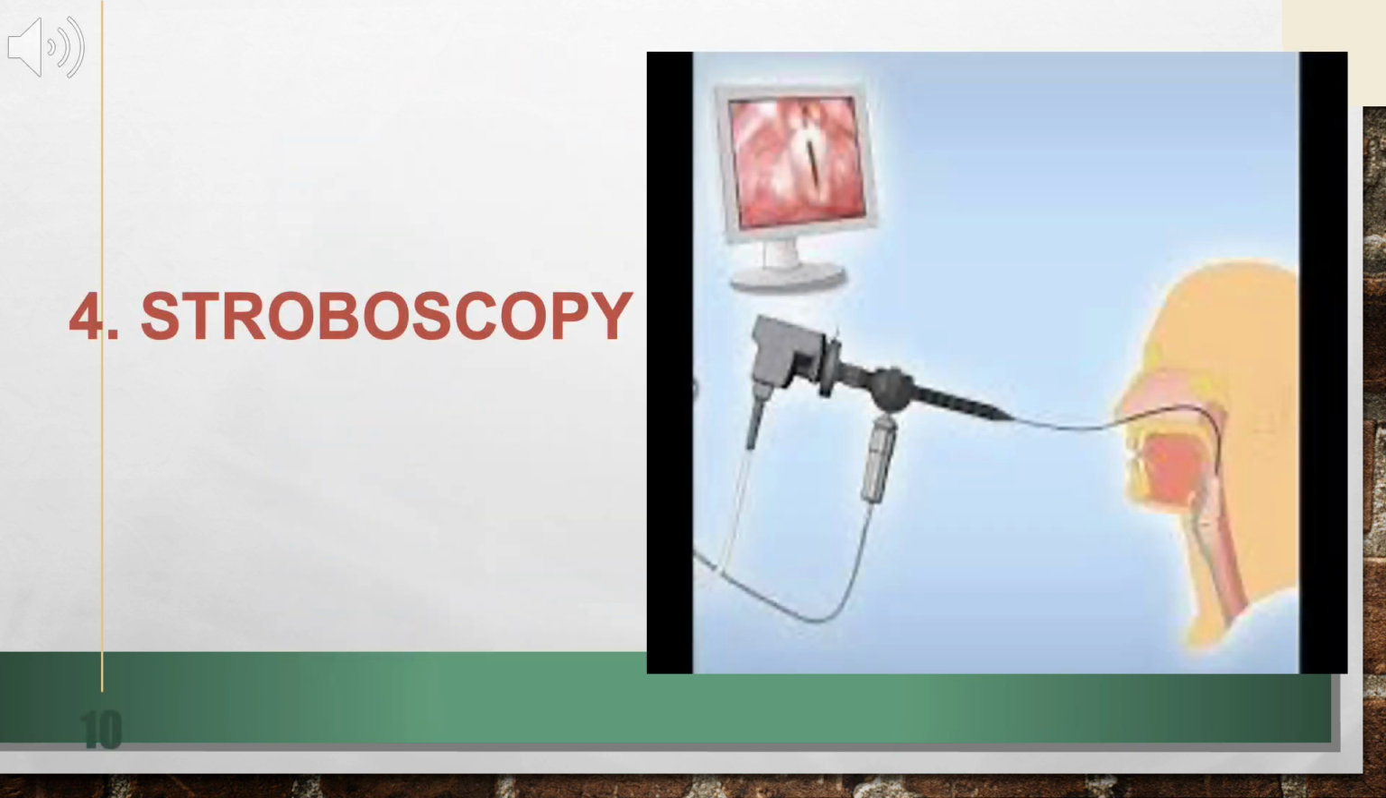4. Stroboscopy. Uses a strobe light in conjunction with rigid or flexible endoscopy. Captures vocal fold vibration in slow motion by syncing with frequency. Assesses mucosal wave, symmetry, glottic closure, and periodicity. Important: gold standard for functional voice assessment.